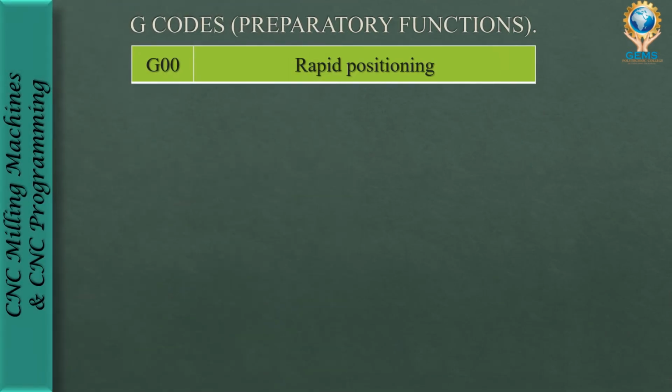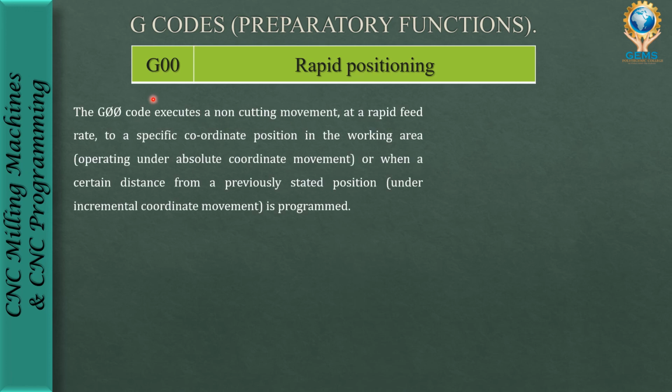So let us see the coding one by one. Now let's come to the G00 rapid positioning. G00 code executes a non-cutting movement. When you execute this G00, no machining operation will happen, but the tool will move at a rapid feed rate to a specific coordinate position in the working area, or a certain distance from a previously stated position.